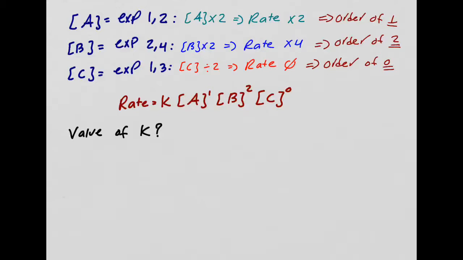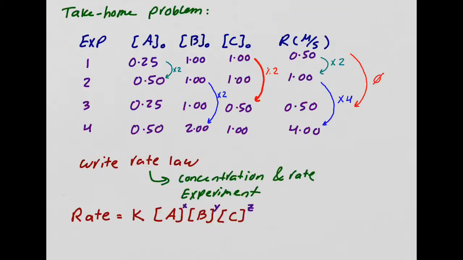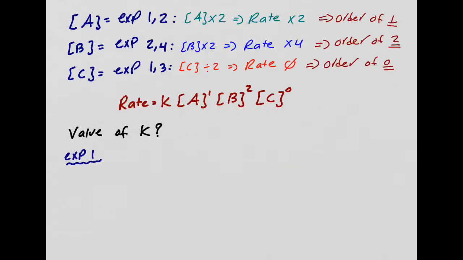Now, to figure out the value of K, you can pick any experiment your heart desires. I'm going to pick experiment 1. You don't have to do that. Any experiment that your heart desires, go for it. So we're going to pick one experiment, and we are going to plug in these numbers. So for experiment 1, the rate is 0.5, and the concentration of A is 0.25, B is 1, and C is 1. So I'm just going to plug this in.